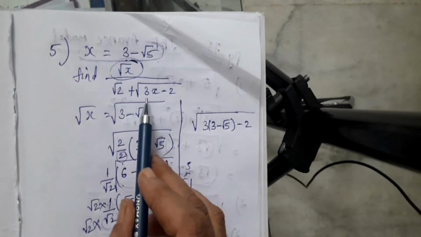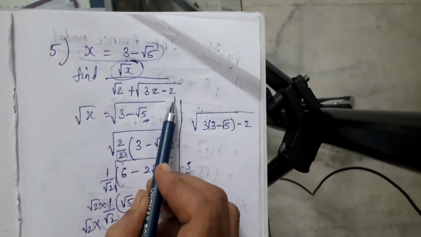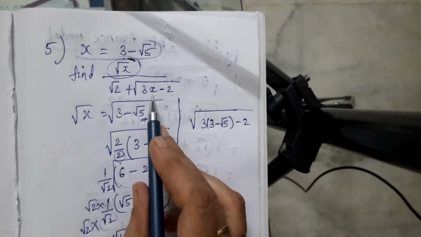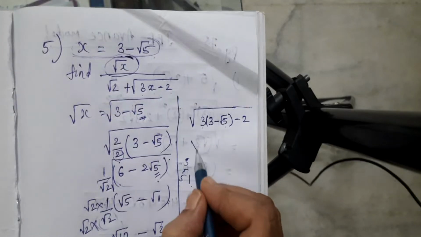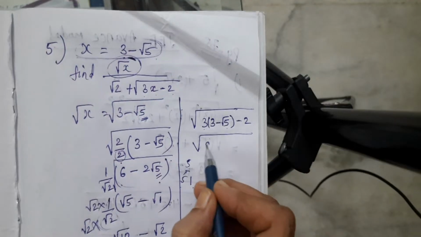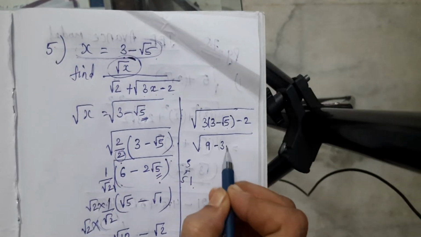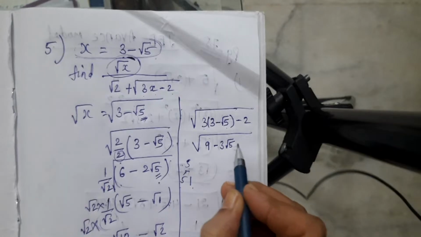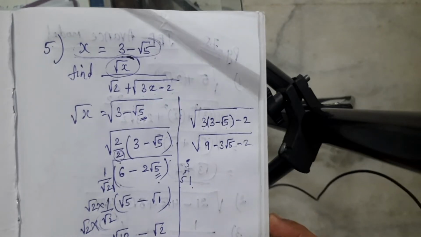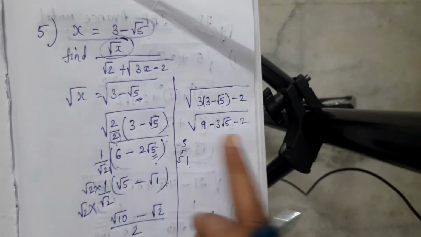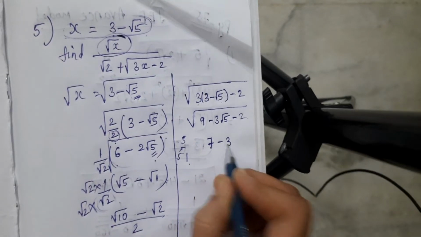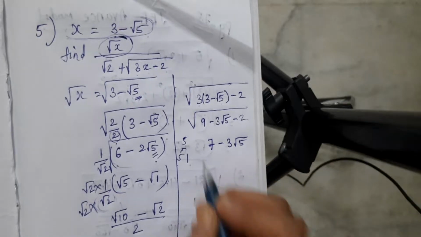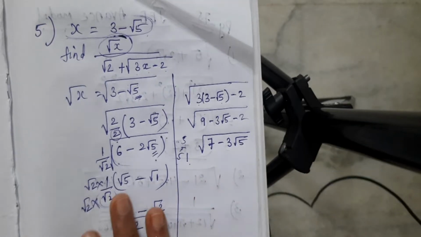Question, here it was 3x minus 2. So that 3x I replaced by 3 minus root 5. Now it is 3 3s are 9 minus 3 root 5 minus 2. Now the next one, 9 minus 2 is 7 minus 3 root 5. Now again one more confusion is there.